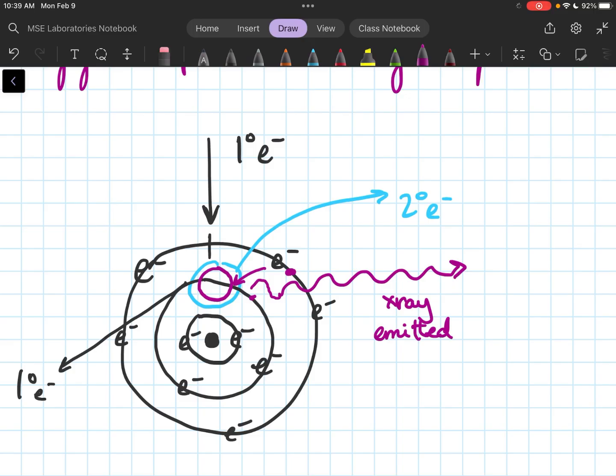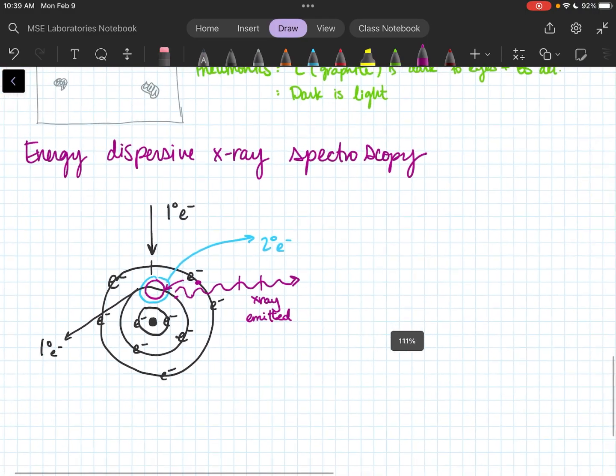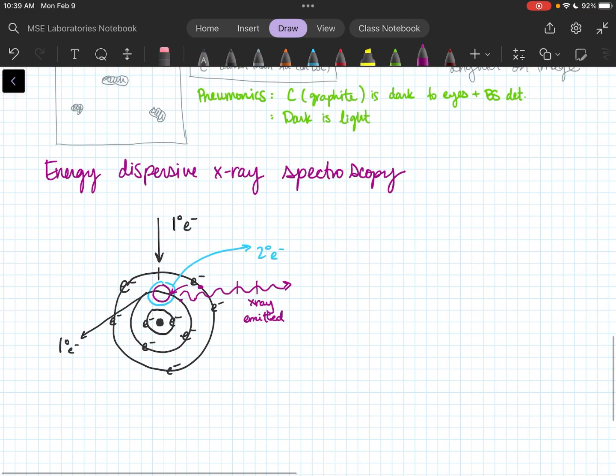And the wavelength of this X-ray is specific to this atom and these orbitals. So we call this a characteristic X-ray. Where am I going to put that?